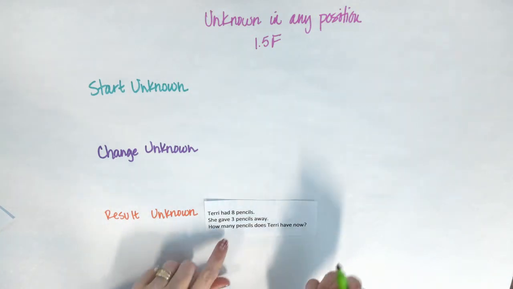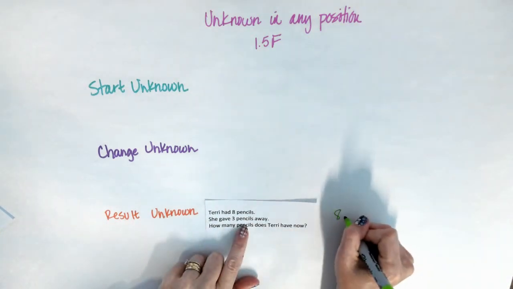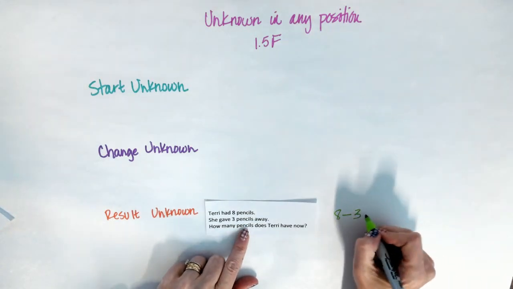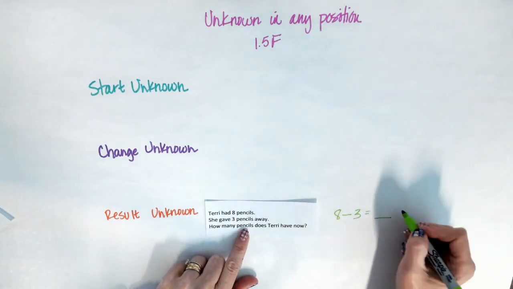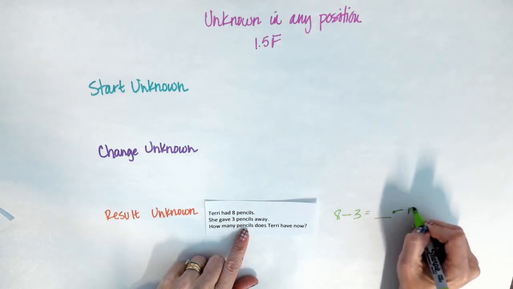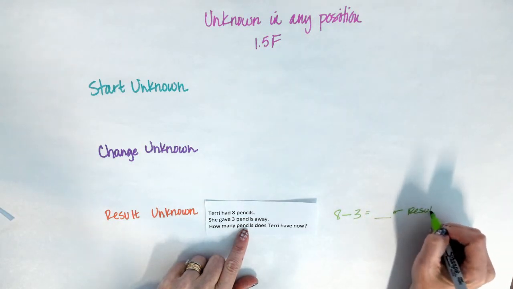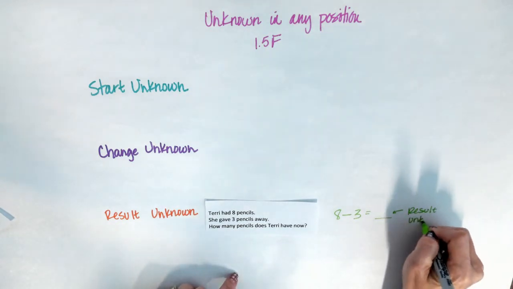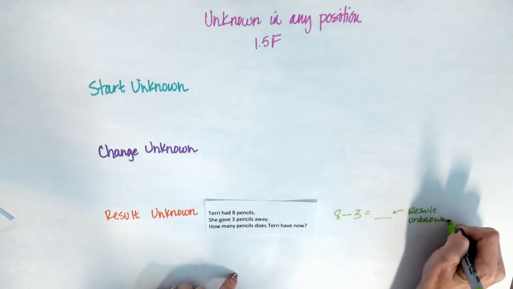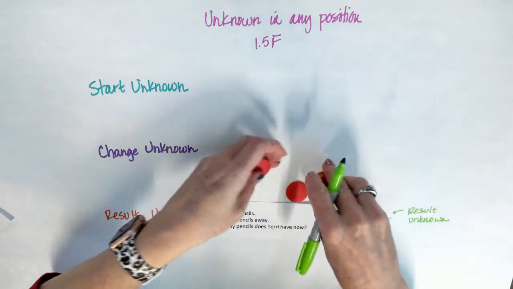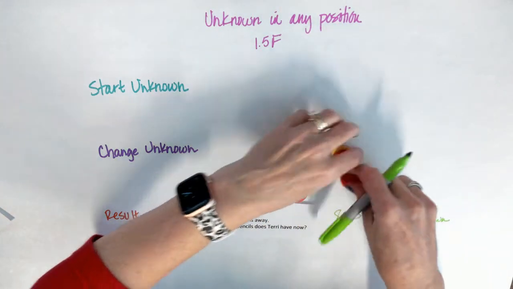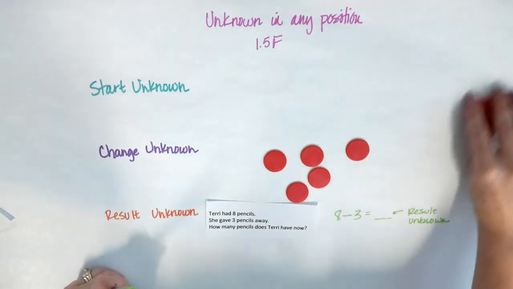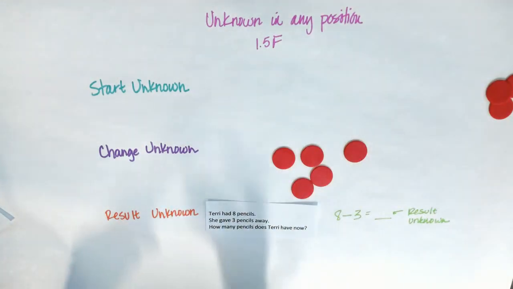So Terry had 8 pencils. She gave 3 away, so I know when I give something away, that's subtraction. How many does she have now? That's result unknown, because I'm finding the result of whatever happened. And we know how to model it. We could say we had 8, 7, 8. I took 3 away. My result is 5. My result is unknown.